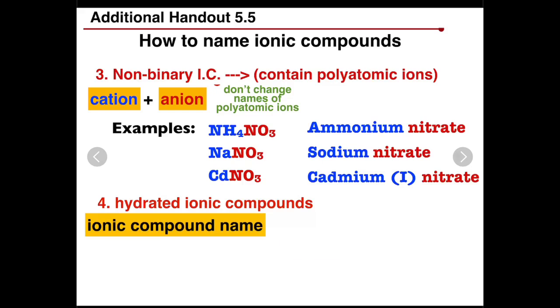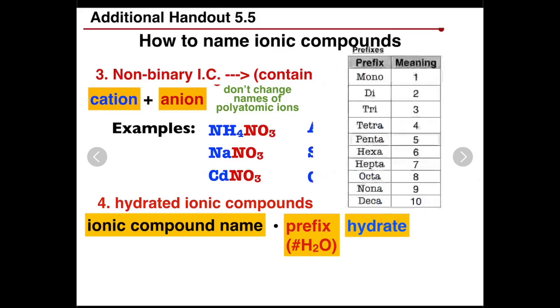In order to specify the number of water molecules, we are going to use a prefix. The number prefix will tell you the number of water, and instead of the word water, we're going to use the word hydrate. You're going to use this dot right here to separate the ionic compound from the water molecules attached to it.